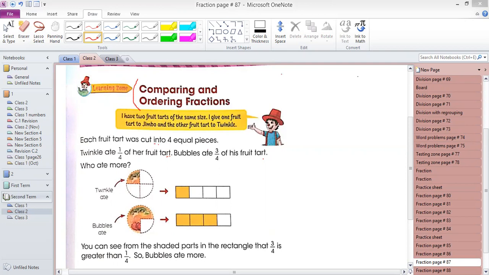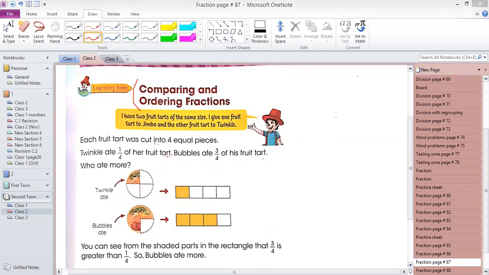Both are divided into 4 equal pieces. But Twinkle ate 1/4 of her fruit, and Bubble ate 3/4 of his fruit. So who ate more? The question is, who ate more, Bubble or Twinkle? Because the fruit is the same and the division is the same, divided into 4 equal pieces, but Twinkle ate 1/4 of her fruit tart.